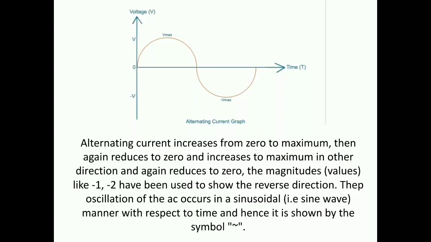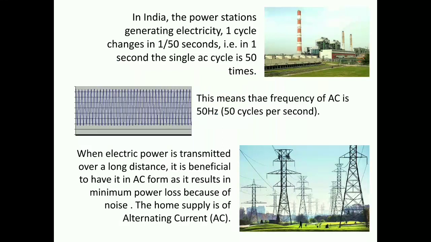Direct current flows in one direction, but alternating current flows in a periodic manner in one cycle, in forward and reverse direction. In India, at the power station generating electricity, one cycle changes in 1/50 seconds. That is, in 1 second, the cycle of AC is 50 times. This means the frequency of AC is 50 Hz, means 50 cycles per second.